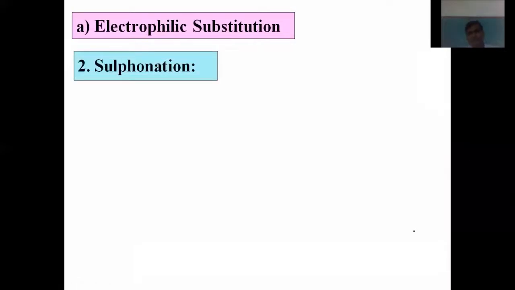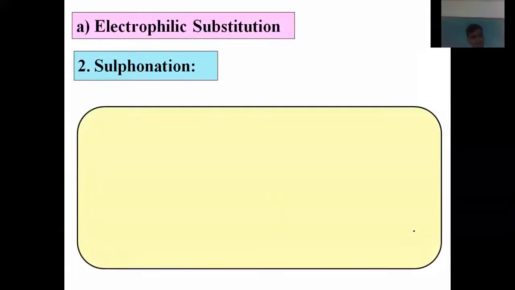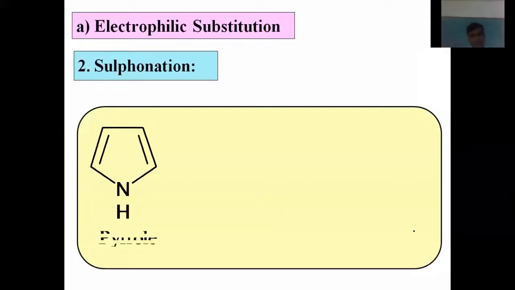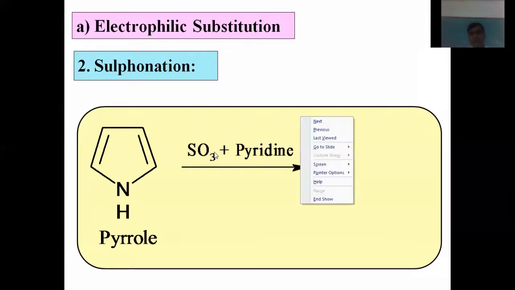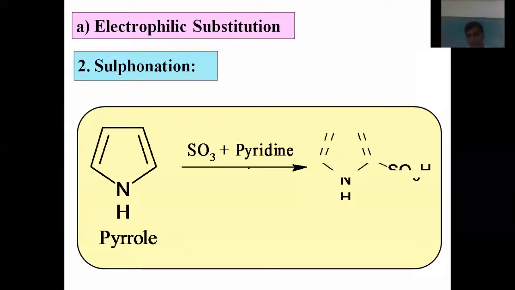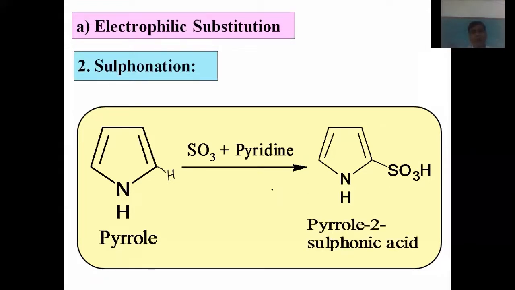Now let us see the next one, which is sulfonation. Again, a very common example of electrophilic substitution, sulfonation. This is our compound pyrrole when it is treated with a mixture of SO3, sulfur trioxide, and pyridine. Here, pyridine is basic in nature. Actually, it acts as a catalyst. That reaction is also an example of electrophilic substitution. And here, the hydrogen atom from position 2 is replaced by the sulfonic group, SO3H group, and we get the corresponding pyrrole-2-sulfonic acid.